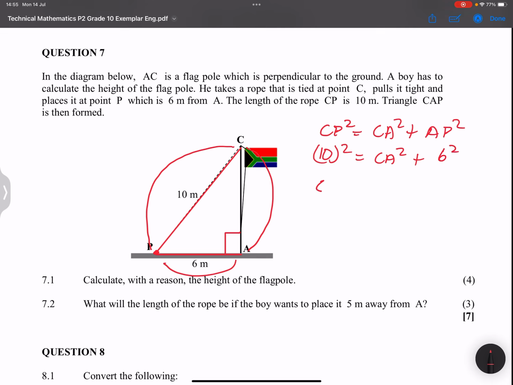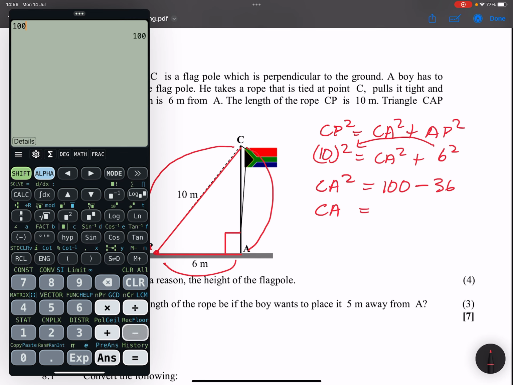So CA squared, if I take that 6 squared to the other side, is going to be 100 minus 6 squared, which is 36. So if I said 100 minus 36, that would be 64. Sorry, that's CA squared. And so CA will be the square root of 64, and so that will be simply 8 units.